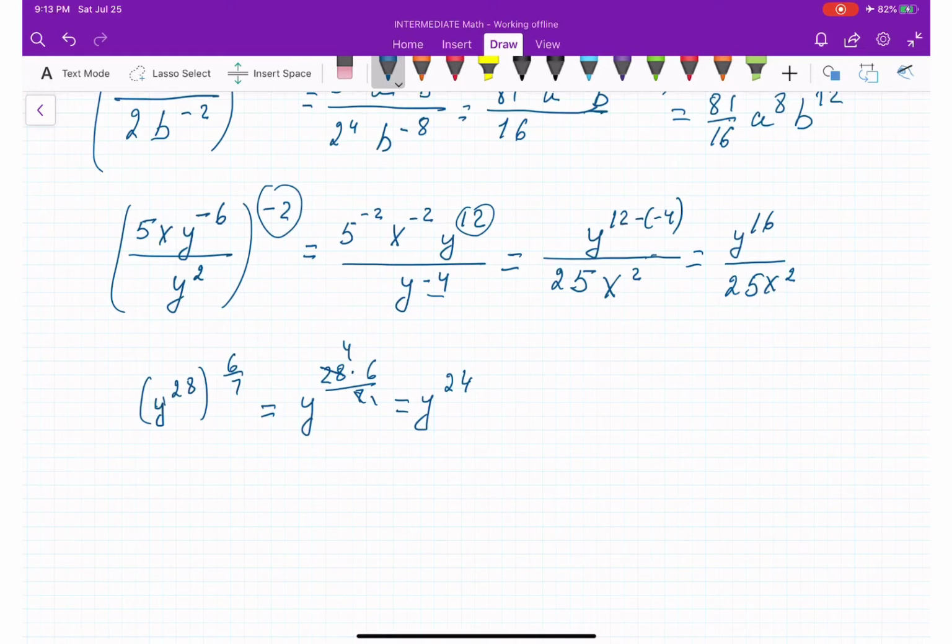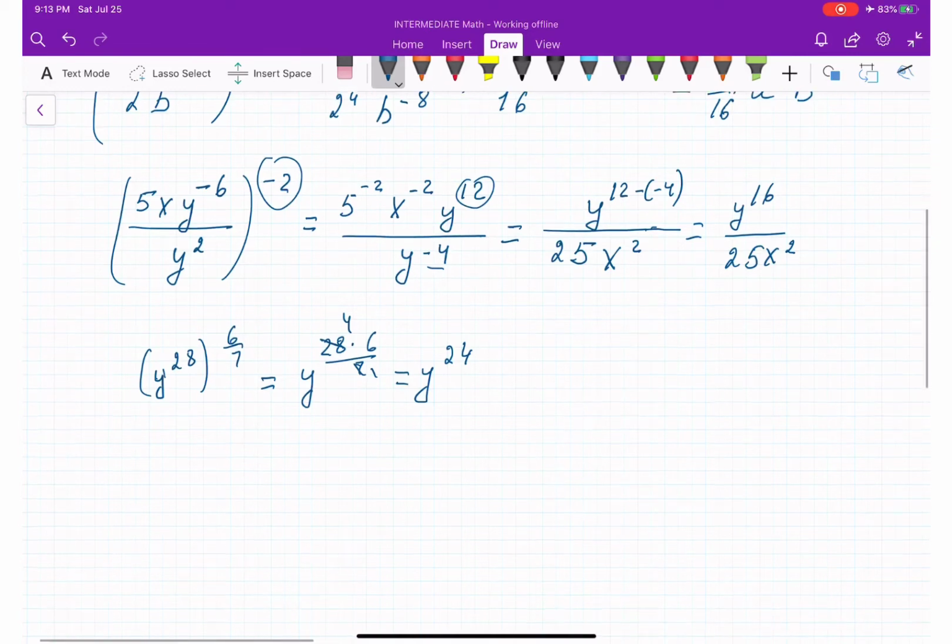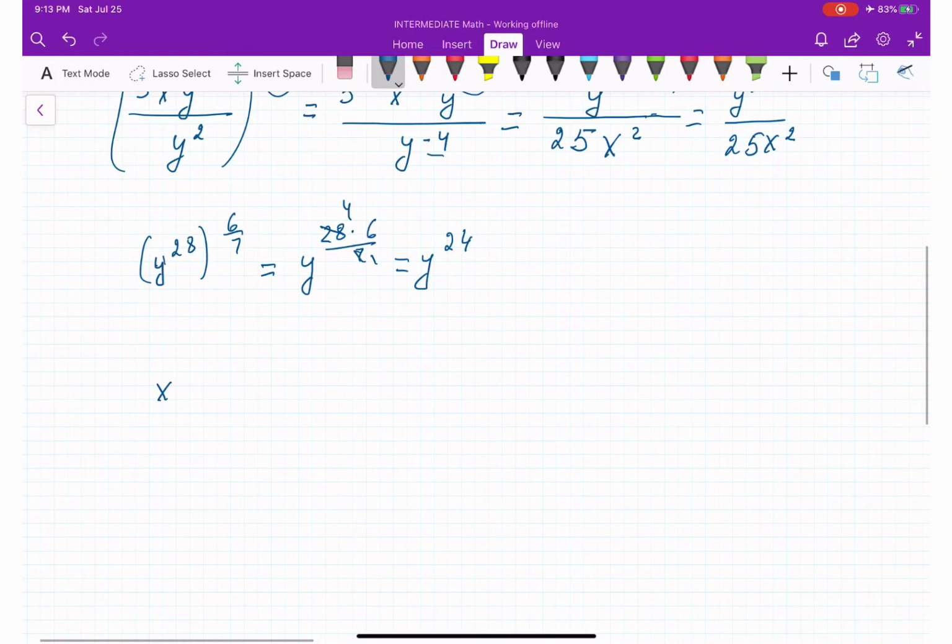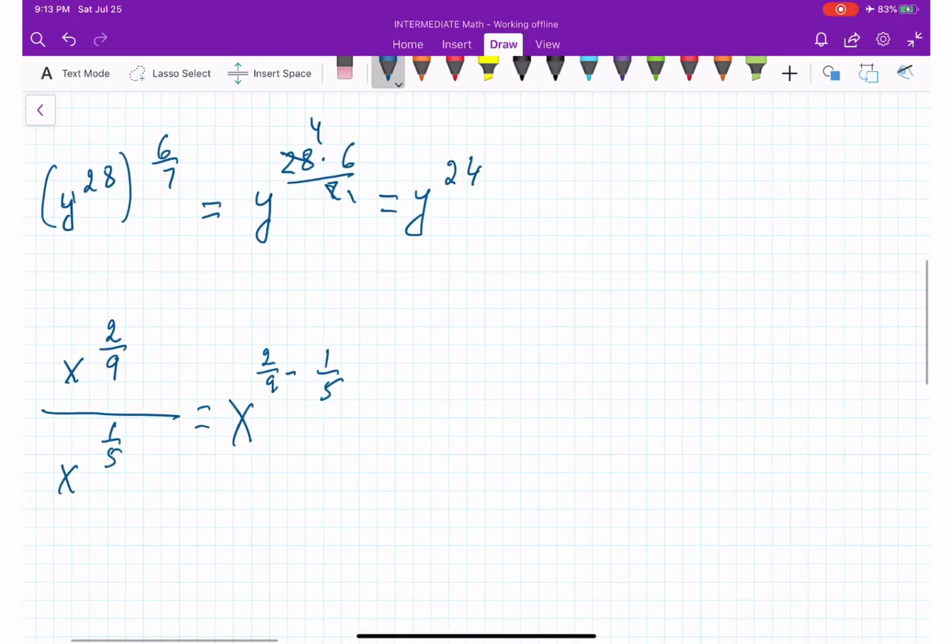Next, x to the power 2/9 divided by x to the power 1/5. So that's going to be equal to x to the power 2/9 minus 1/5. Okay, let's do some drafting. 2/9 minus 1/5. Whoever is having trouble with subtraction of fractions, I have subtraction of fractions in my basic math playlist. I highly recommend going to watch it.